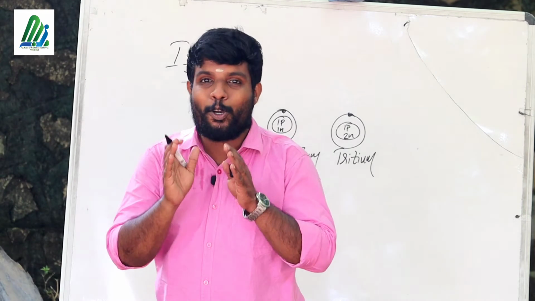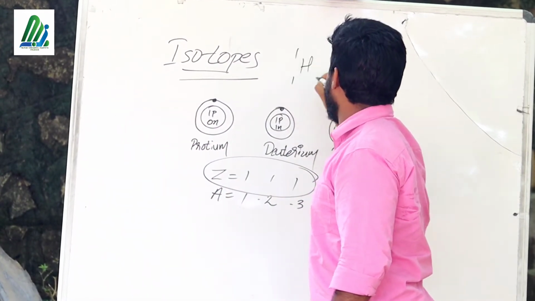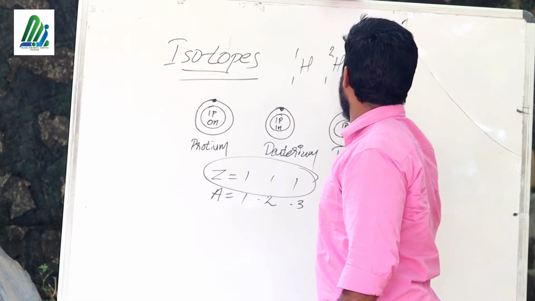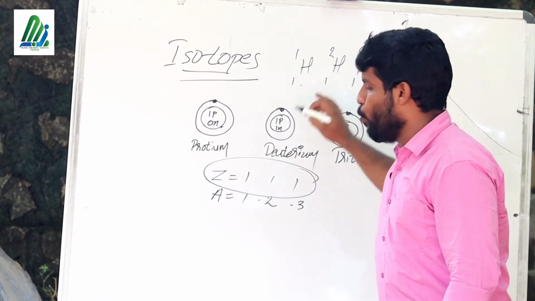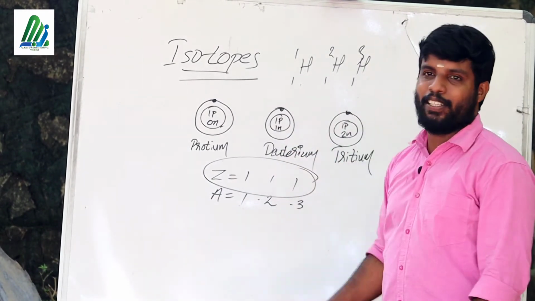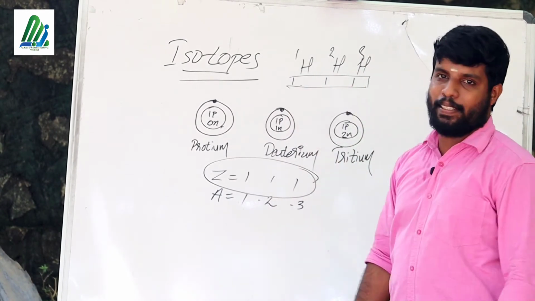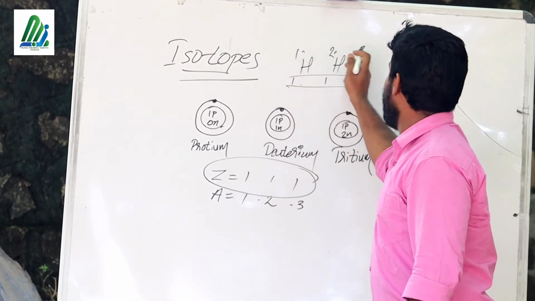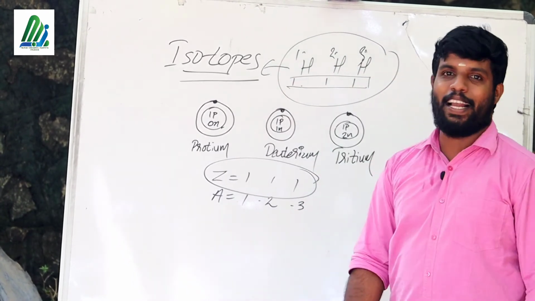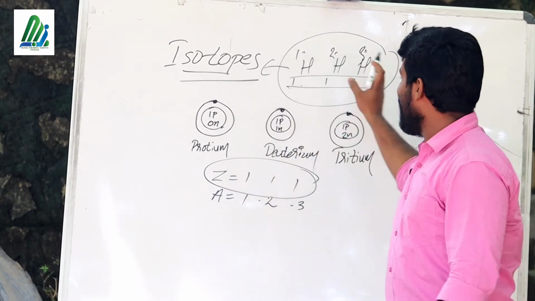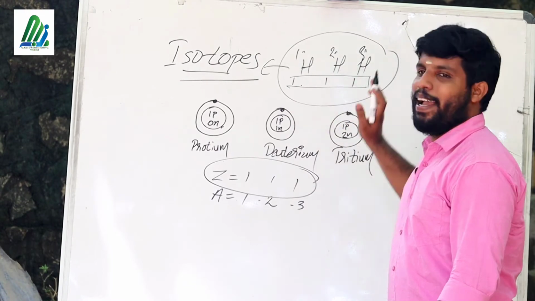These are the isotopes of hydrogen, represented as H11, H12 and H13. So H11 is protium, H12 is deuterium and H13 is tritium. Look here: the atomic number is the same, that is 1, but the mass number is different. So these are also known as isotopes. These three are the isotopes of hydrogen: protium, deuterium and tritium.